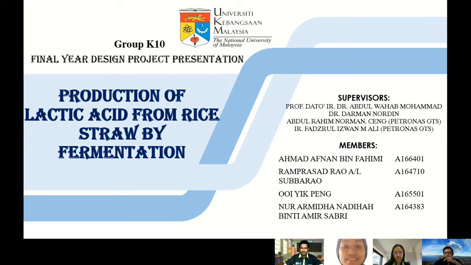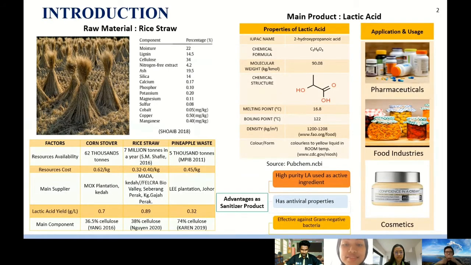Okay, moving on to the introduction. Our main raw material is rice straw. It has the highest composition of cellulose, about 34%. We also compared the raw materials based on the three most wasted from agriculture in Malaysia, which are corn stover, rice straw, and pineapple waste. We decided to choose rice straw as our main raw material according to the factor rating.